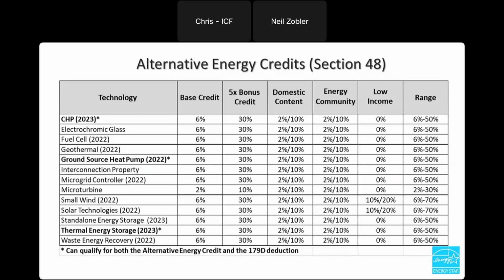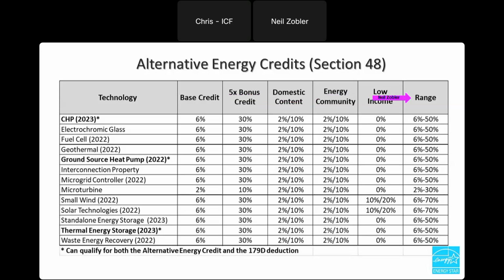Here's a little chart that shows you the stacking by technology, and this is not all the technology, but it's a select. You can see the base rate here, which is 6% for everything except microturbines, and the 5X bonus credit. We went through that, how you can bump it up. The only change there is, again, microturbines is a little bit reduced. The domestic content we talked about, because it's a sliding scale, it can go from 2 to 10%, 5X. Same thing with the energy community, 5X. Low income, either you qualify or you don't.